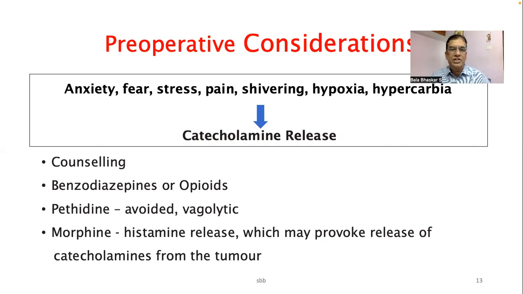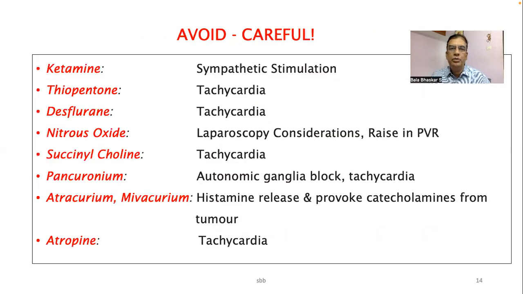But with opioids, there are some issues. Pethidine, for example, has to be avoided, as it can increase the heart rate. Morphine can potentially cause histamine release, which may provoke the release of catecholamines from the tumor. So that's the reason we should be very careful. This is a list of drugs which may be avoided overall.